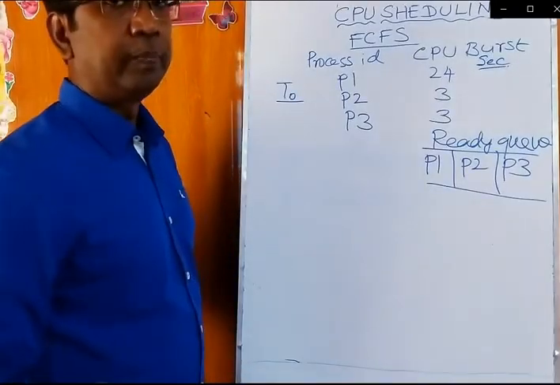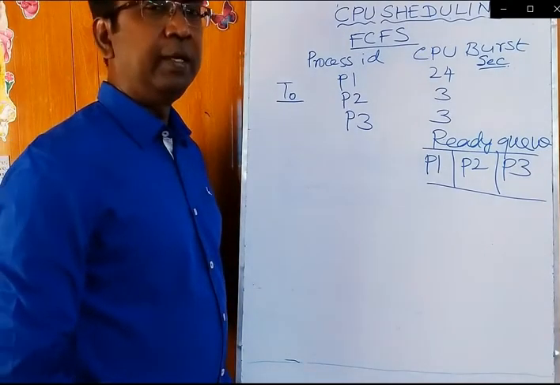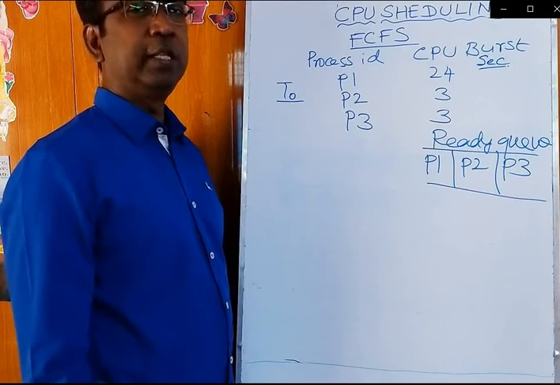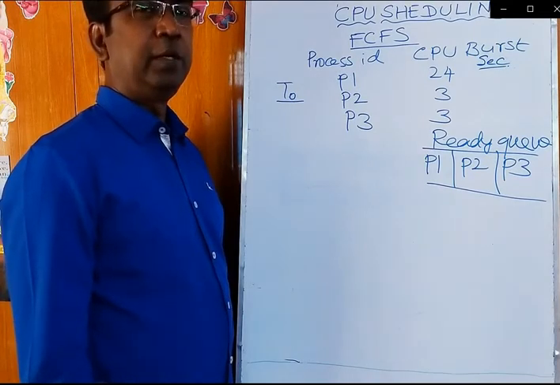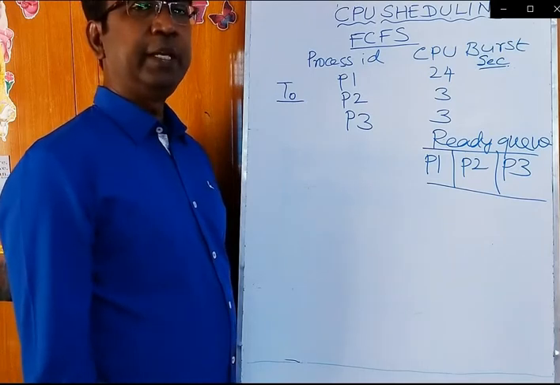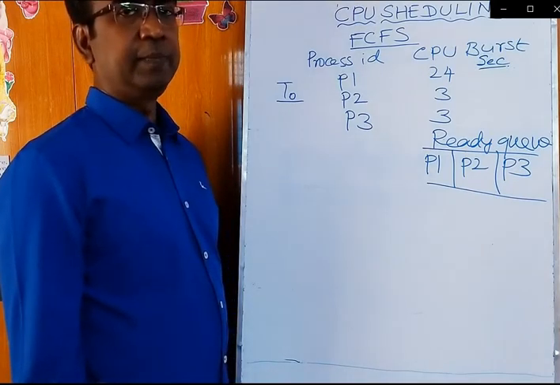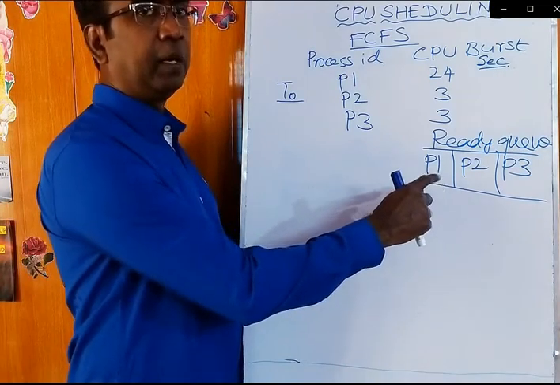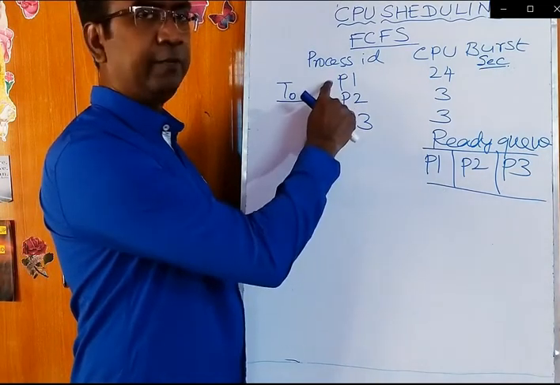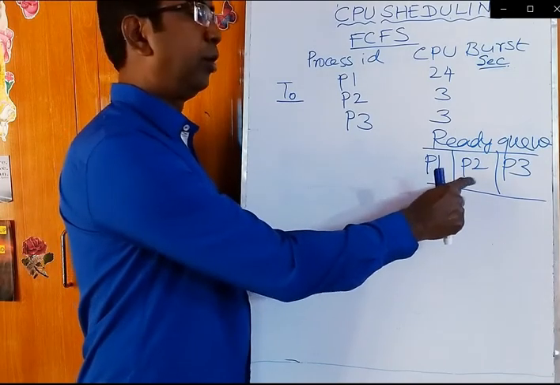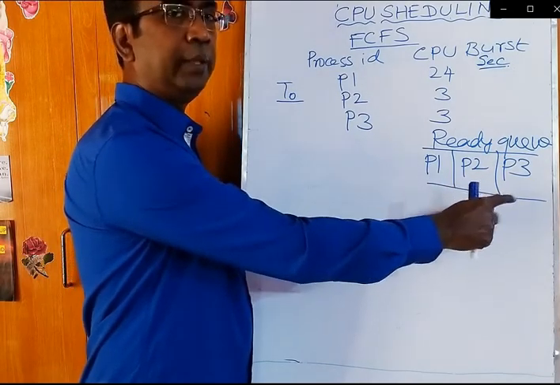So what does it mean? Process P1 needs a maximum of 24 seconds to be executed in the CPU. Process P2 needs a maximum of 3 seconds. Process P3 needs a maximum of 3 seconds. All three processes are available in the ready queue, but according to the example, P1 is given first. So P1 is at the beginning of the queue, followed by P2 and then P3.